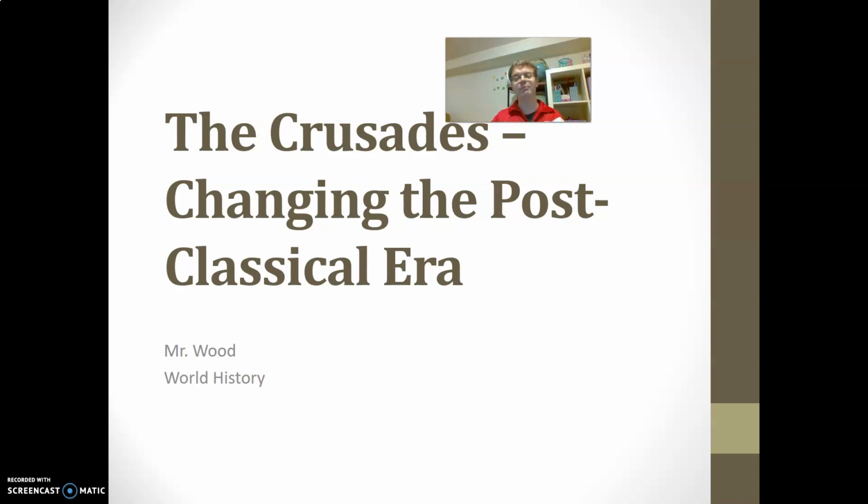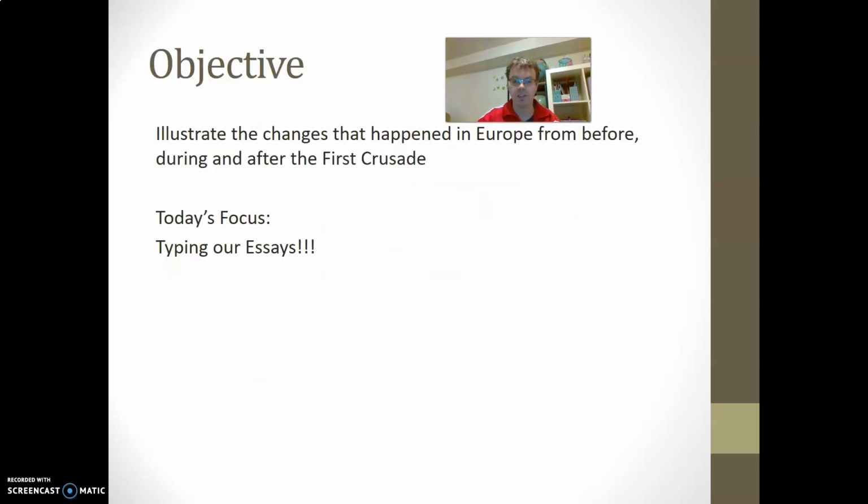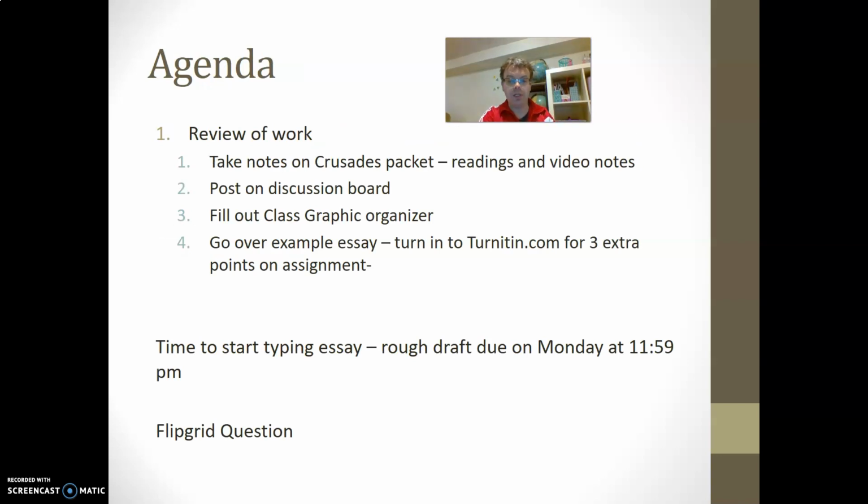All right, let's move ahead. So, our chapter is Crusades, changing the post-classical era. Our objective is going to be to illustrate the changes that happened in Europe from before, during, and after the Crusade. Our main focus is going to be typing our essays. Oh, I should add in there, we're going to do a Flipgrid. Pretty cool. I think you'll like it. Hope you do anyway. All right, so here is our agenda.